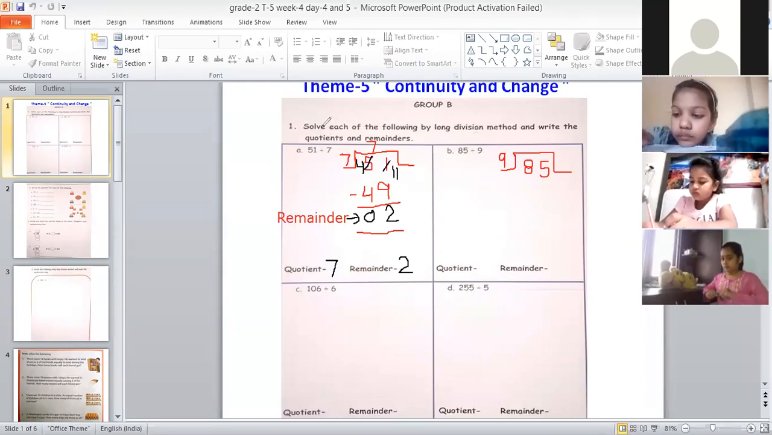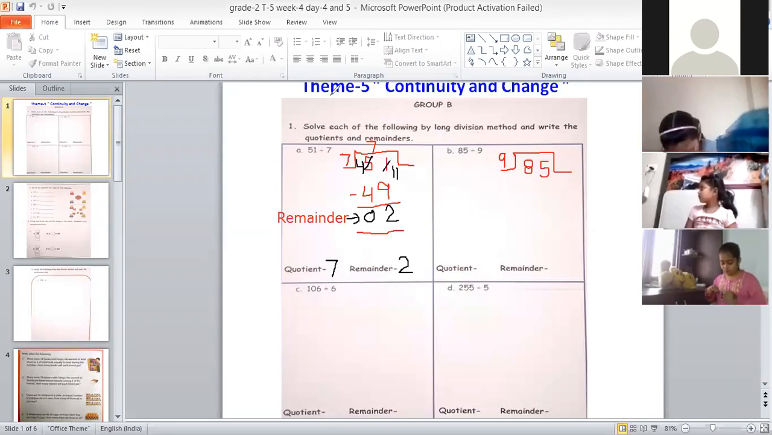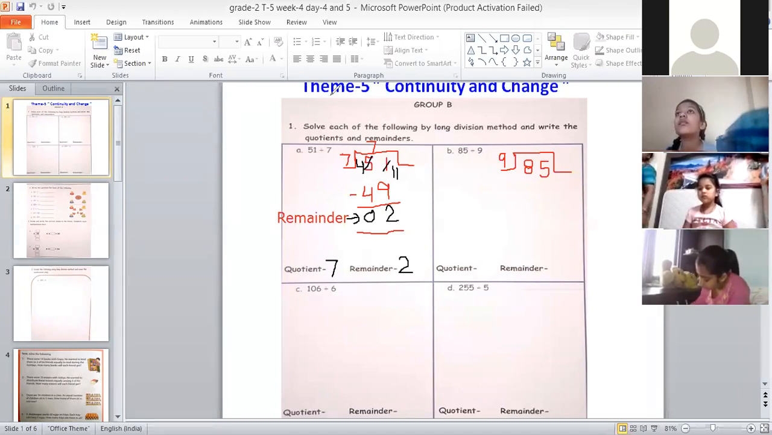Because the number is lesser than 9. Very good. Yes, children, here we will be taking 8 and 5 together. We will not take 8 at a time, because if you compare 8 and 9, 9 is always greater than 8, or you can say 8 is smaller than 9. So you won't get 8 in the 9 table, as the 9 table starts from 9. So we have to think of a number.